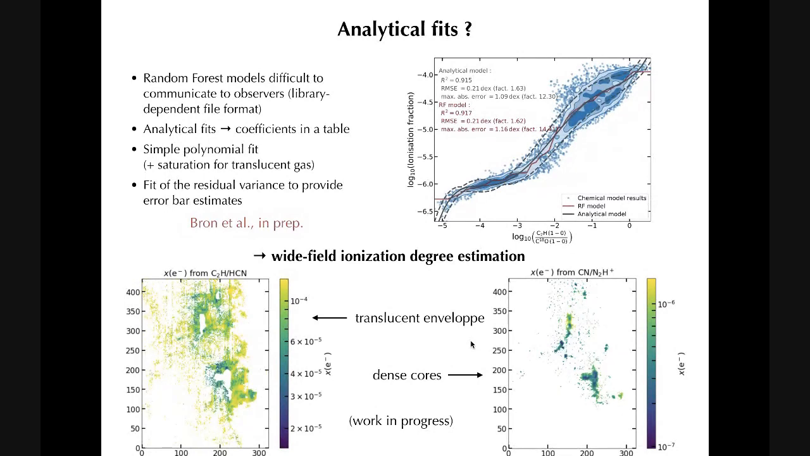For instance, you can see on the left the estimation we get for the translucent envelope of the cloud using C2H over HCN, where we see ionization fraction of a few 10 to the minus 5 up to 10 to the minus 4, with the highest values being on the illuminated edge of the cloud. And we can also do the same in dense cores, for instance, using CN over N2H+, where we find the ionization fraction of a few 10 to the minus 7.